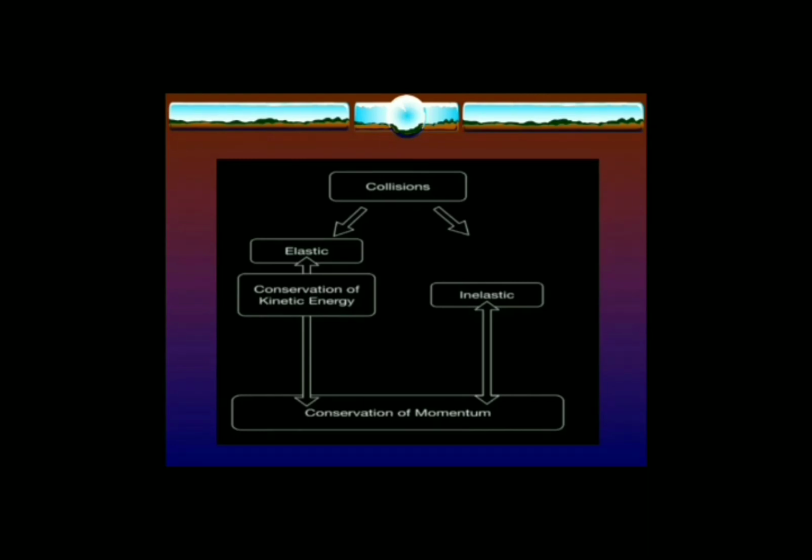An inelastic collision occurs when two objects collide and do not bounce away from each other. Momentum is conserved because the total momentum of both objects before and after the collision is the same. In an elastic collision, both momentum and kinetic energy are conserved.